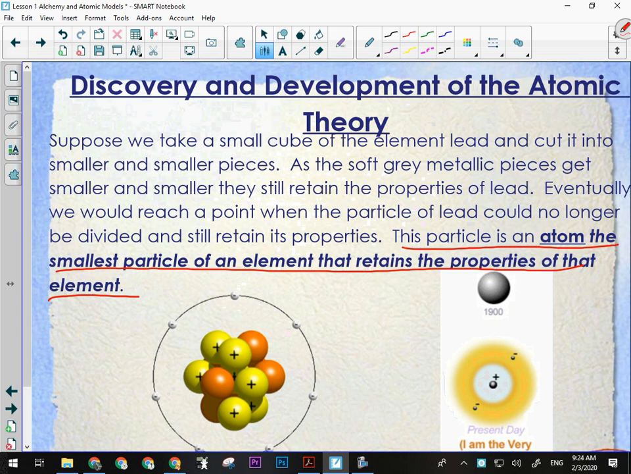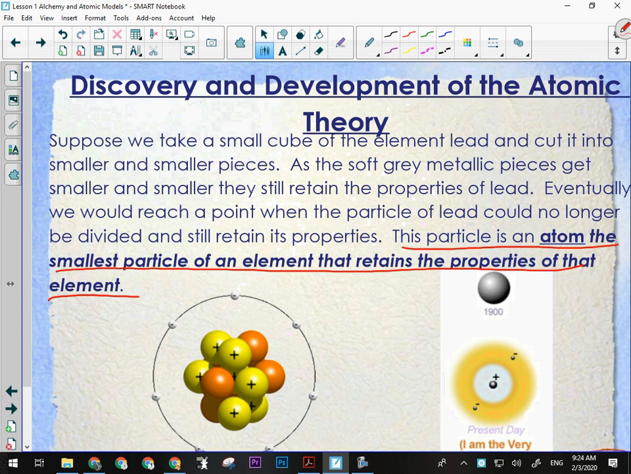Now, can I actually split an atom? Yes, I can. I don't have the materials or the tools, but we can. As a race, yes, we can. We know how to split the atom. But thankfully, I can't split the atom while I'm chopping carrots at home.